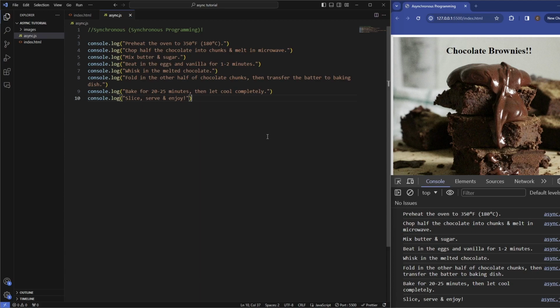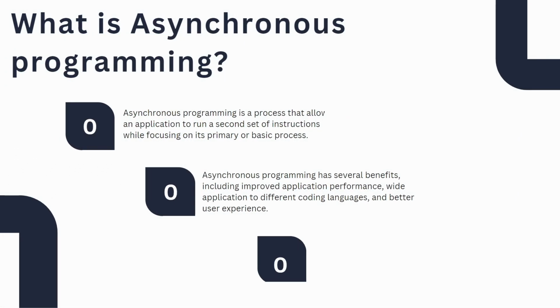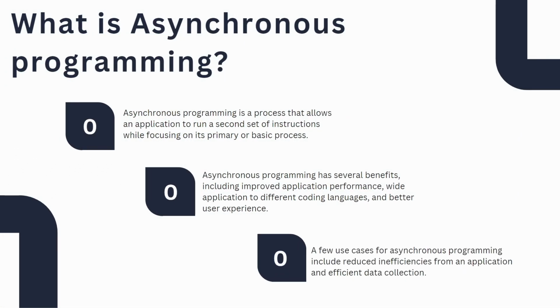And the way we can avoid that is with asynchronous programming. Asynchronous programming is going to be the process that allows the application to run a second set of instructions while also focusing on its primary or basic process. And several of the benefits of asynchronous programming is things like improved application performance, wide application to different code languages, and it's just better for overall user experience. A few use cases of asynchronous programming includes reduced inefficiencies from an application, as well as efficient data collection, which we will focus on in part 2 of this tutorial.